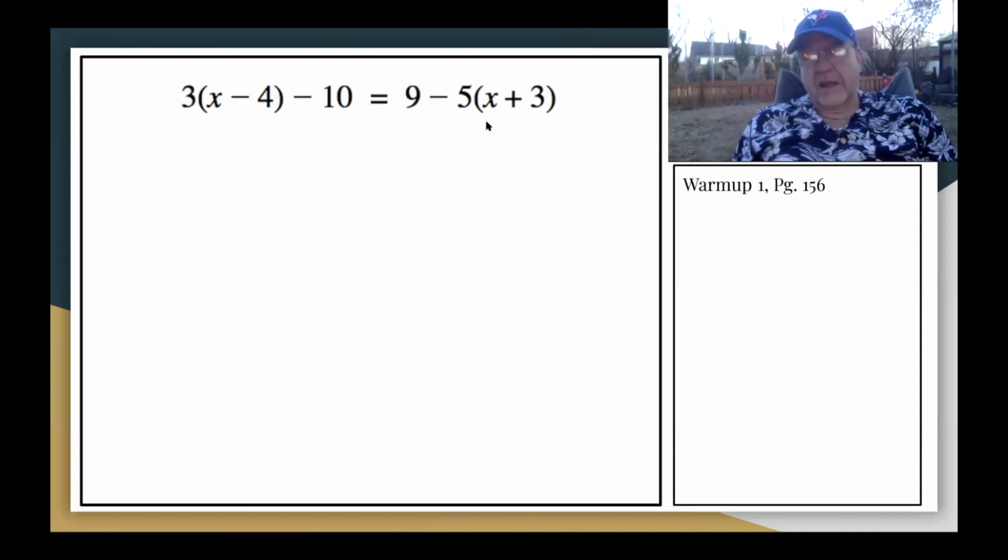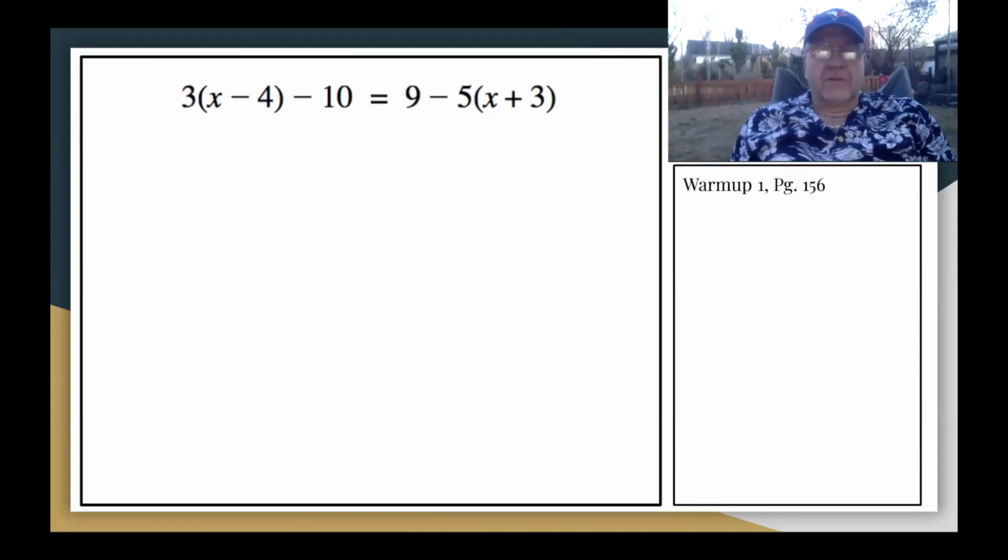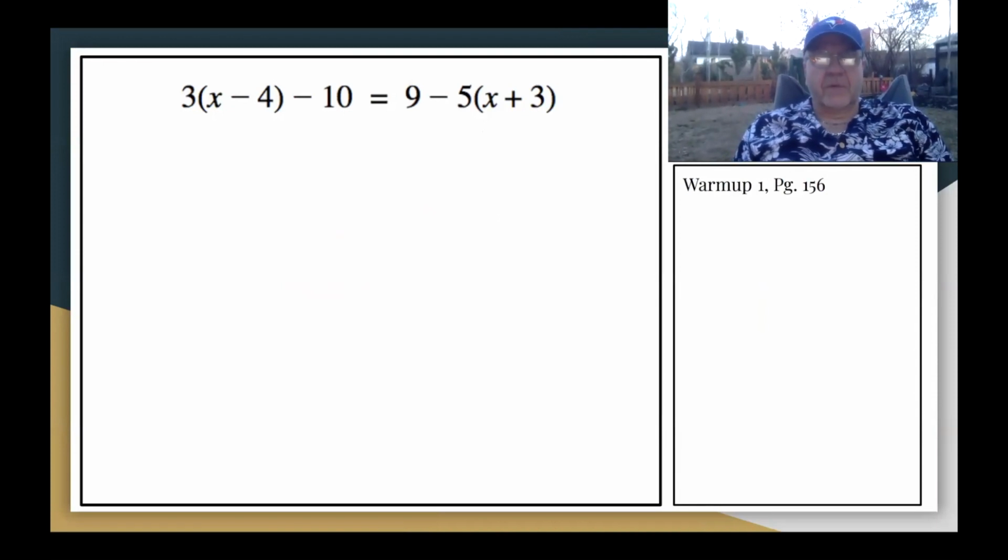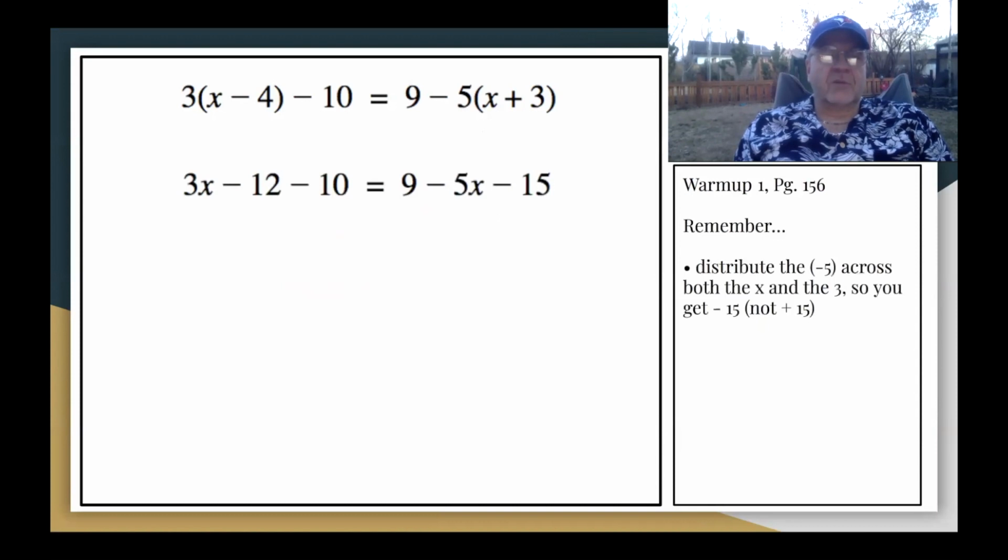This is just a straight up equation, something that you might likely have seen in grade 9, as a matter of fact. So we have 3 times the quantity x minus 4, minus 10, equals 9 minus 5 times the quantity x plus 3. And so obviously the first step is to expand and distribute the 3 across the x minus 4, and expand and distribute the 5 over the x plus 3.